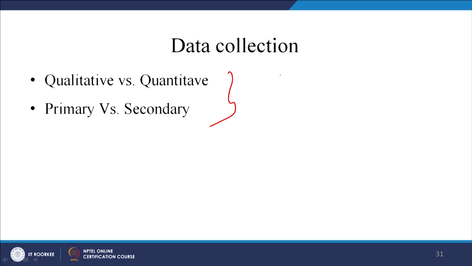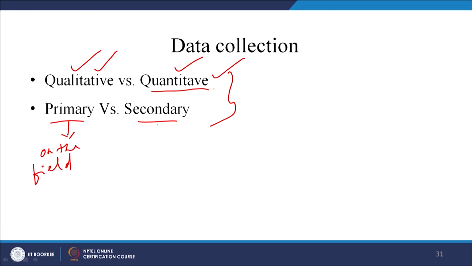An in-depth interview is a qualitative study, and a focus group study is a qualitative study. But suppose I am collecting primary data, for example, responses from respondents through a survey form, that is a quantitative study, right. Or I may divide my data collection process into primary or secondary. Primary means something on the field, where I visit the field and collect the data. Secondary is something already available, maybe in journals or magazines, or with the census office or some other office, and you are collecting that data. So, this is how you do the data collection process.